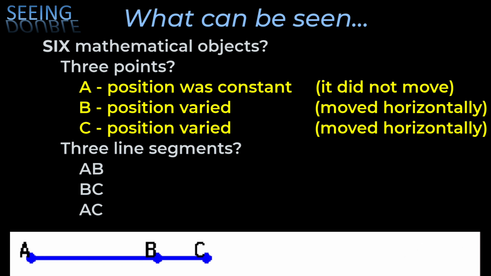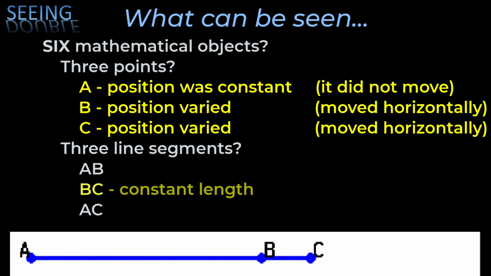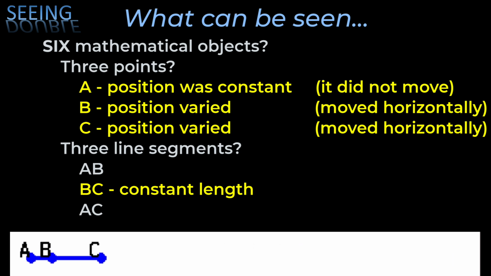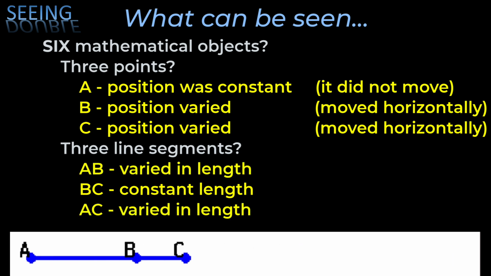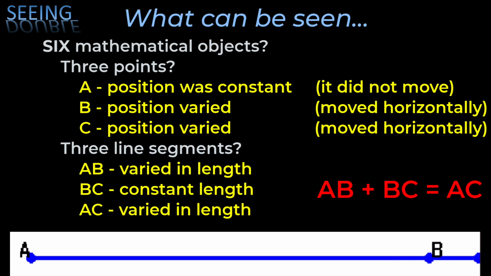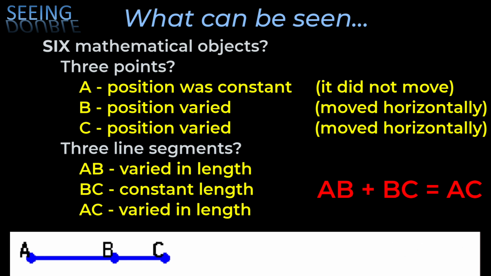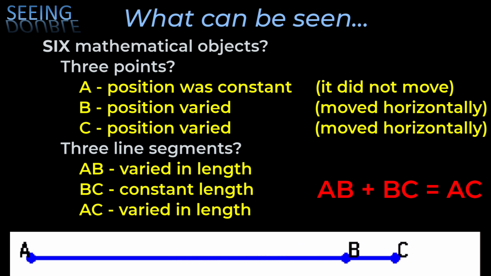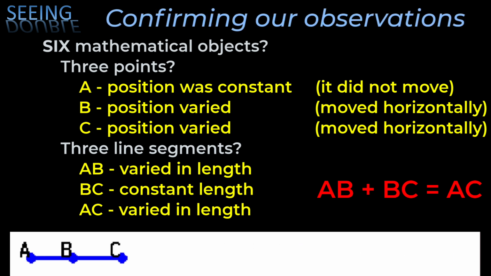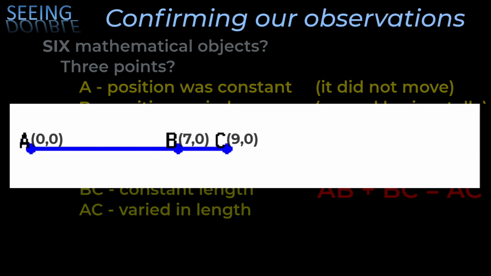Did you see that one of the line segments, BC, seemed to be of constant length, while the other 2 line segments, AB and AC, varied in length? Did you see that the length of the line segments AB and BC could be added to obtain the length of AC? To confirm these observations, some more information can be revealed.